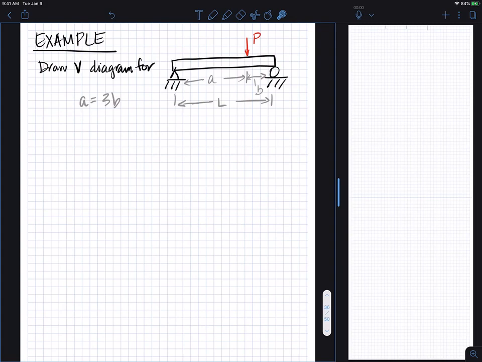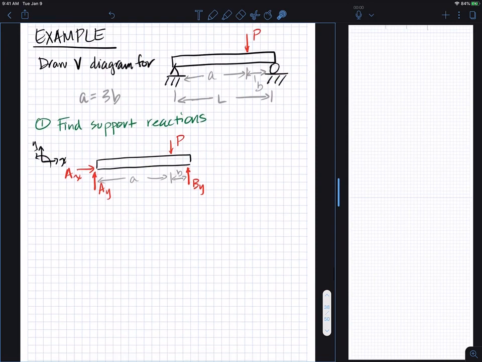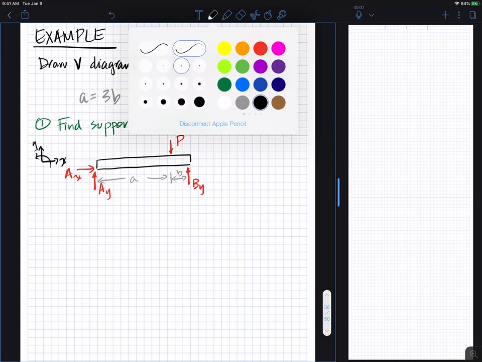So here we're asked to draw a shear diagram, which essentially means determine what is the internal shear loading along the whole length of the beam, right? And identify where it changes. So for these, of course, the first thing we're going to need to do is go ahead and find the support reactions and make sure we have all the extra information needed. So I have that free body diagram set up, ready to go.